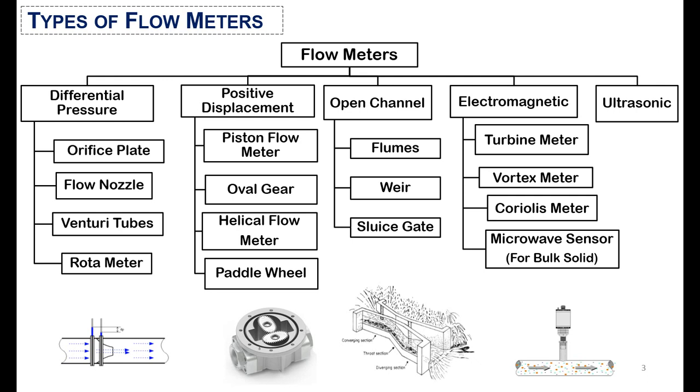For open channel flow meter, there are flumes flow meter, weir flow meter, and sluice gate flow meters. While electromagnetic flow meters are further divided into turbine meter, vortex flow meter, Coriolis flow meter, and microwave sensor type flow meters, which are primarily used for bulk solid.